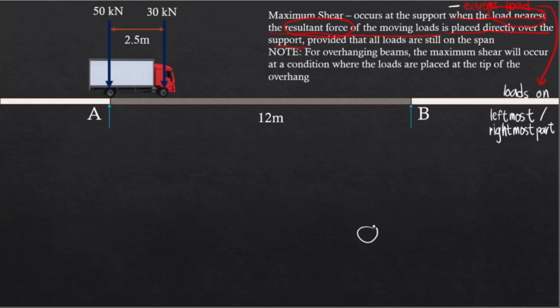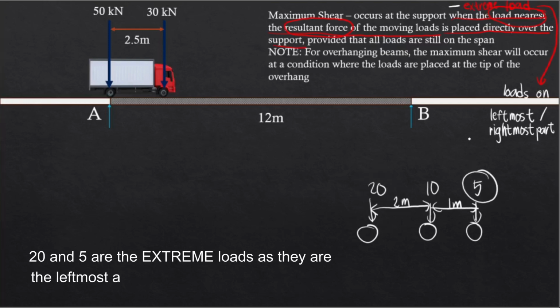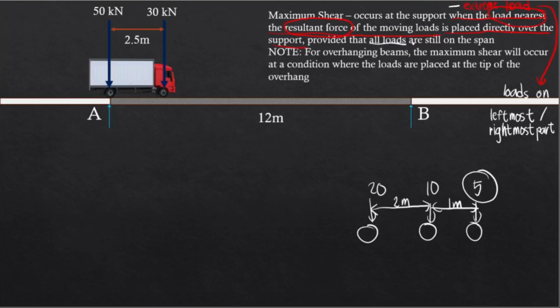Now what if we have three moving loads? Let's say this is 20, this is 10, and this is 5. What will be the extreme loads? Let's say the distance separating them is 2 meters and 1 meter respectively. This will be your extreme load, the leftmost load, and also this one. That's the rightmost load. And so this is important for the maximum shear because the maximum shear is likely to occur if all of the loads are still on the span.